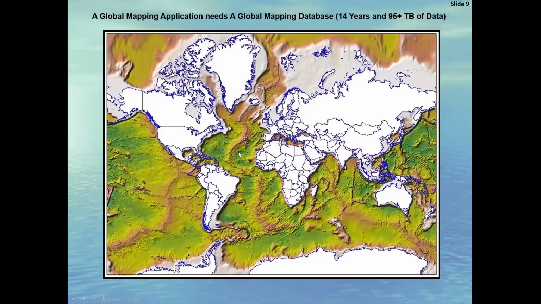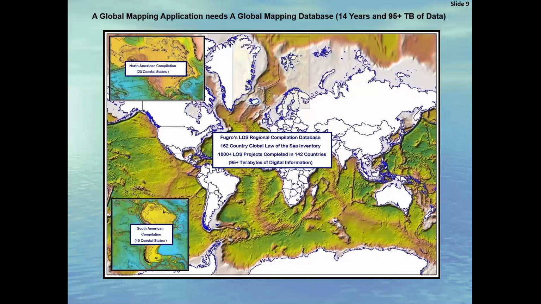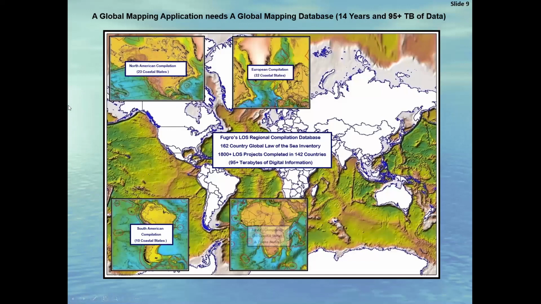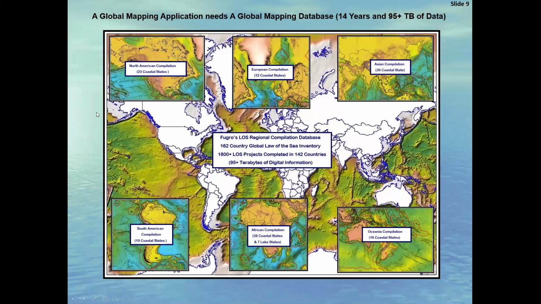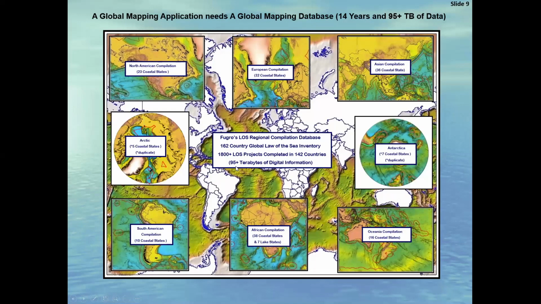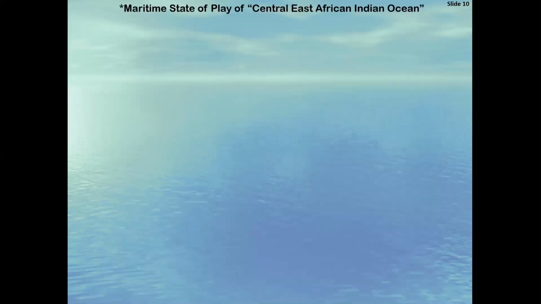Just to roll backwards a little bit, just so that you understand what's going to be discussed today. 14 years ago, we started to assemble a global database for data. There's over 95 terabytes worth of data. We subdivided the planet to cover the entire world into 8 regions, 2 for the polar stereographic. We've completed 1,800 projects in 142 countries, but today's focus will be using data only from the African compilation relative to where the desktop study will be covering these waters.